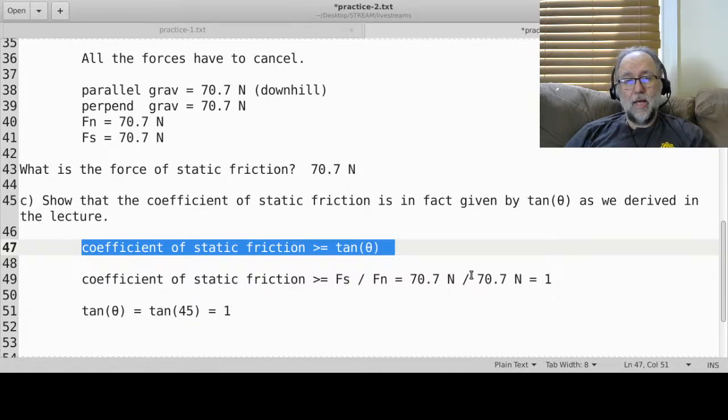What it doesn't cover is problems where you have two blocks that are connected by a string, and I'll go over those on Thursday. We'll do probably a couple of problems where we have two blocks attached by a string. They're a little bit more involved, but this should get you at least going.